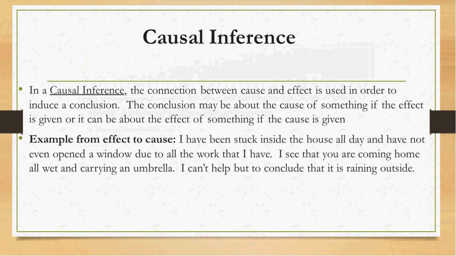Again, notice that this is inductive. That means that the conclusion could very well be false. Perhaps the person was running around in the sprinklers and thought it was funny to have an umbrella as they ran around and got all wet. So again, remember, there is always that possibility that the conclusion can be false, and that is exactly why these arguments are arguments based on chance or contingency.